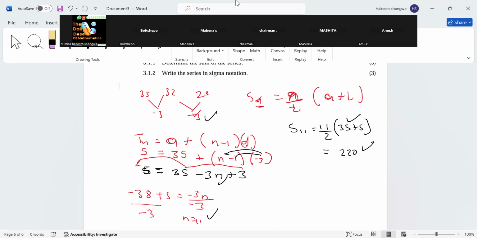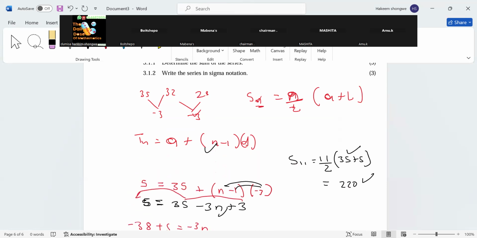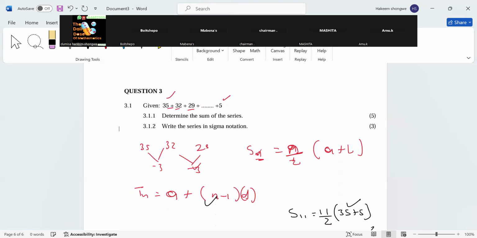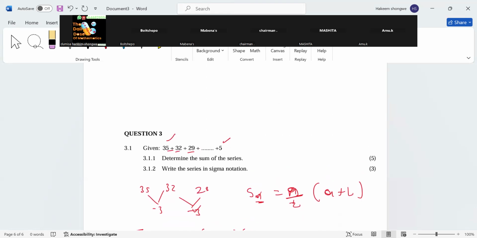Someone was asking, if they say write it in sigma notation, do we have to show the sum? Yes, remember our sigma is the sum. So you tell them the sum of the series from n equals 1 up until we go to 11. Here we need Tn. We didn't find Tn per se.